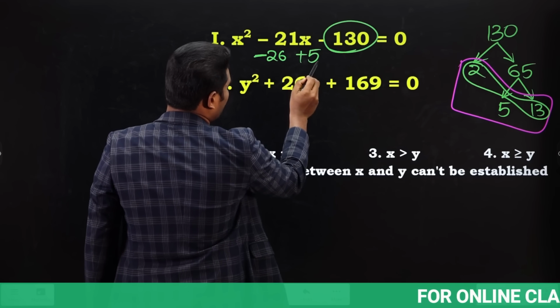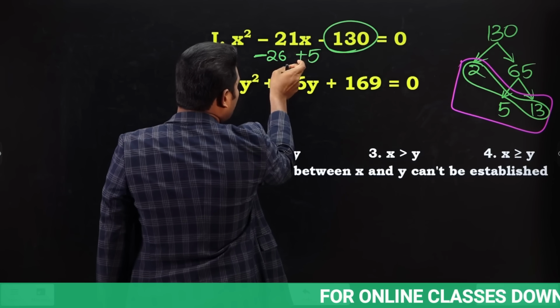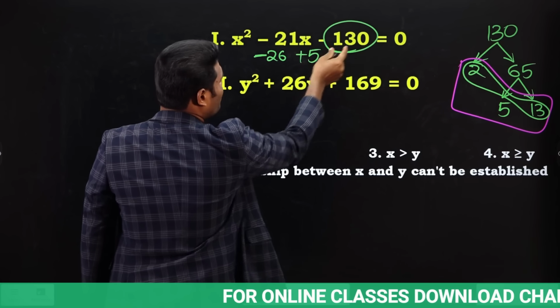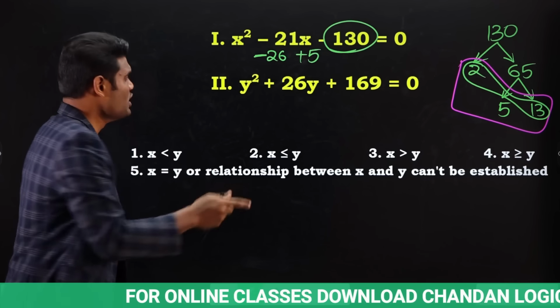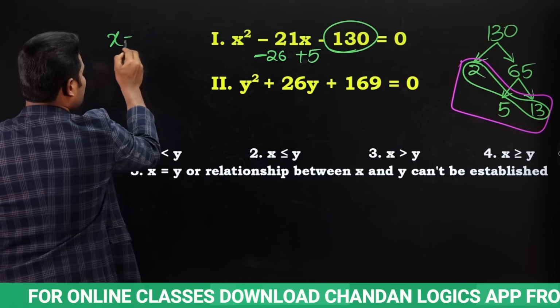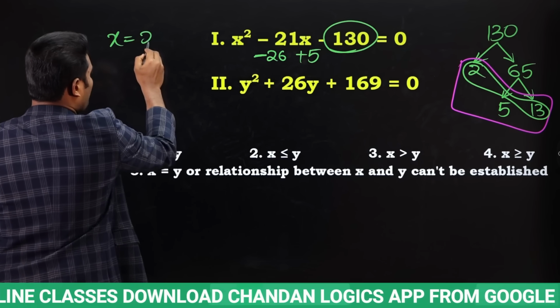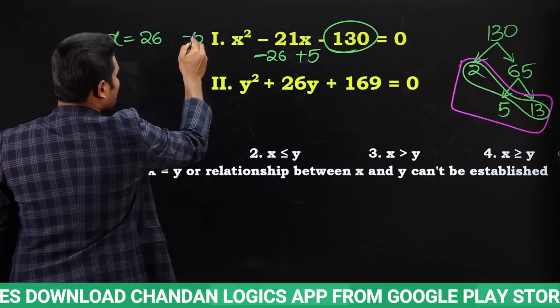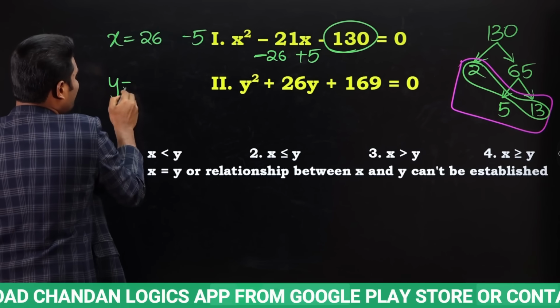Minus 26 plus 5 is nothing but minus 21. When you multiply these two, minus 26 into 5, it is nothing but minus 130. Perfect. So from this I can say the values of x will be opposite signs. Opposite signs means 26 minus 5. Yes or no?